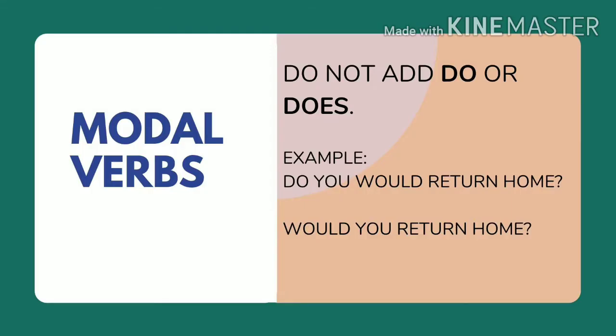In using modal verbs, you are not allowed to add do or does. For example, do you would return home or would you return home? Which one is correct? Okay, the second sentence is correct. Because we have said if we are going to use a modal verb, we are not allowed to add do or does. So instead of saying do you would return home, we could say would you return home.